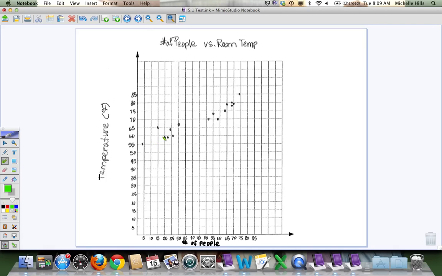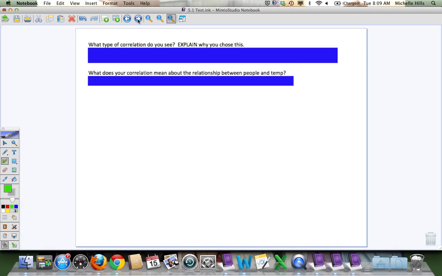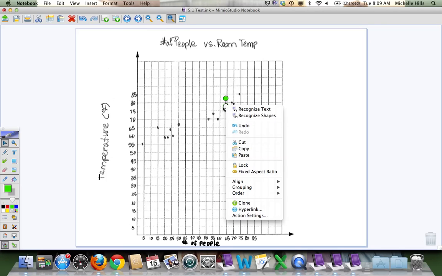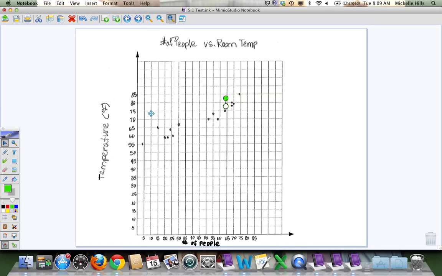Now once I finished the graph, it asked me a couple of questions. It said, what type of correlation do you see, and explain why you chose this? Well, my thinking is, although these points are not perfectly linear, I can't draw a line through this and hit every point. They're actually grouped pretty close together, pretty close to a straight line. So I said that it was a strong correlation, not a perfect one.